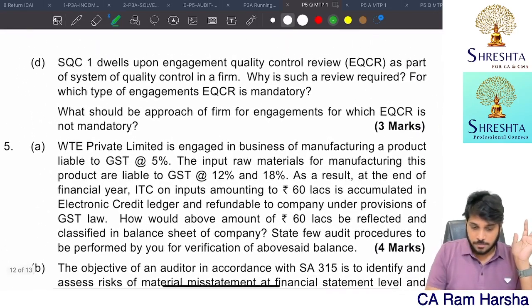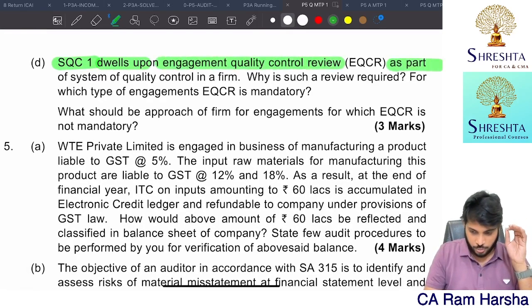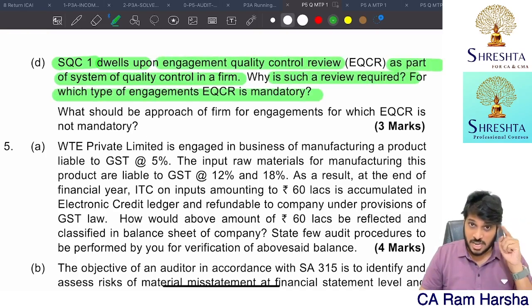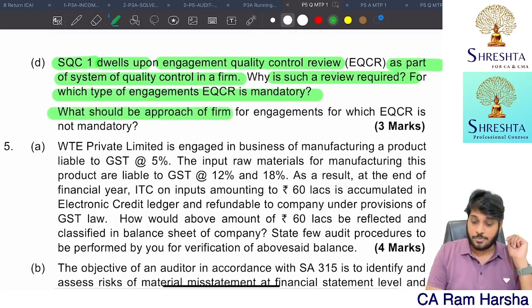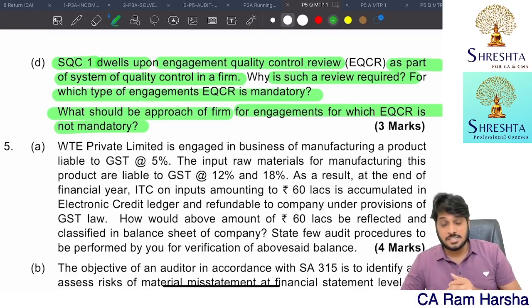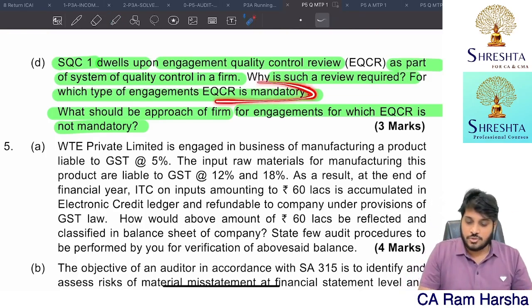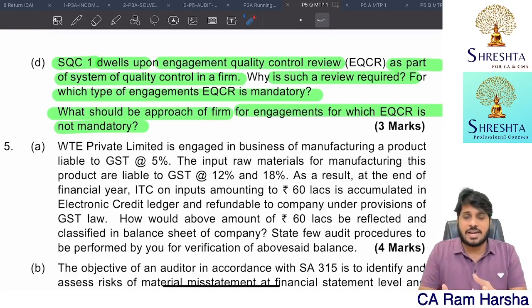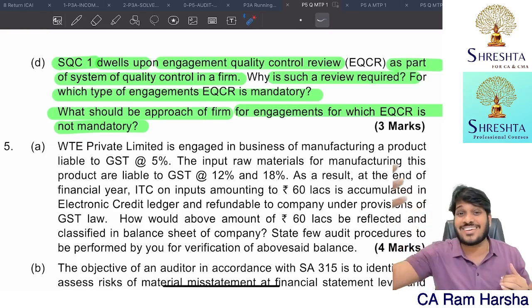Next. Standard on Quality Control 1 dwells upon engagement quality control review as a part of the system of quality control in a firm. Why is such a review required? For which type of engagement is EQCR mandatory? What should be the approach of the firm for EQCR? What should be the approach of the firm for engagements for which EQCR is not mandatory? We know EQCR is mandatory for audit of listed entities, and for other entities where EQCR is not mandatory, the firm itself will devise the criteria. The firm itself develops the criteria on what basis EQCR will be done for the other clients.